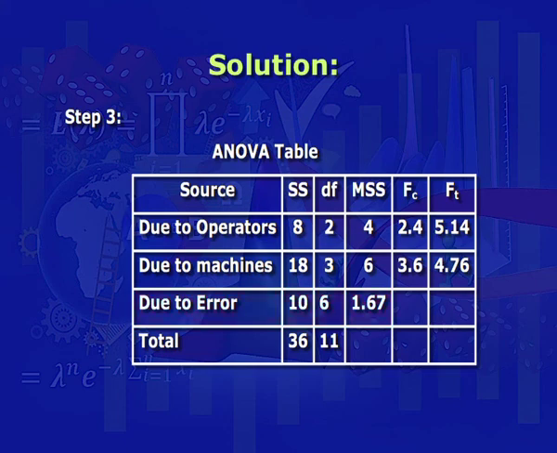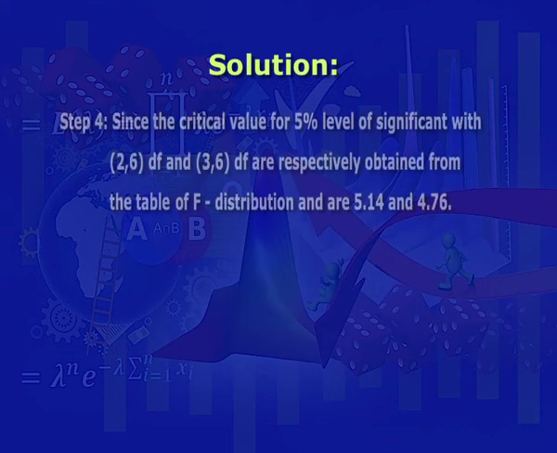And now, we calculate the value of the test statistic, which is F calculated for operators, given by the value 4 divided by the mean error sum of squares 1.67, which comes out 2.4. Similarly, F calculated for machines is the ratio of 6 divided by 1.67, which comes out 3.6. Now, we see in the F table for operators degrees of freedom 2 and 6, and for machines degrees of freedom 3 and 6. Let us see in next step.